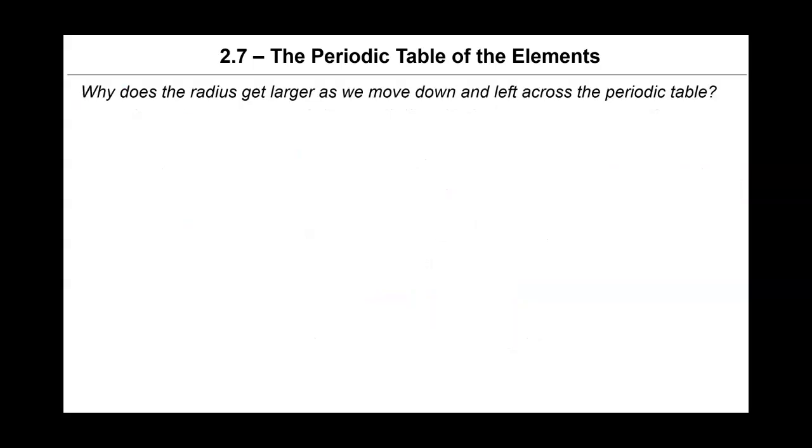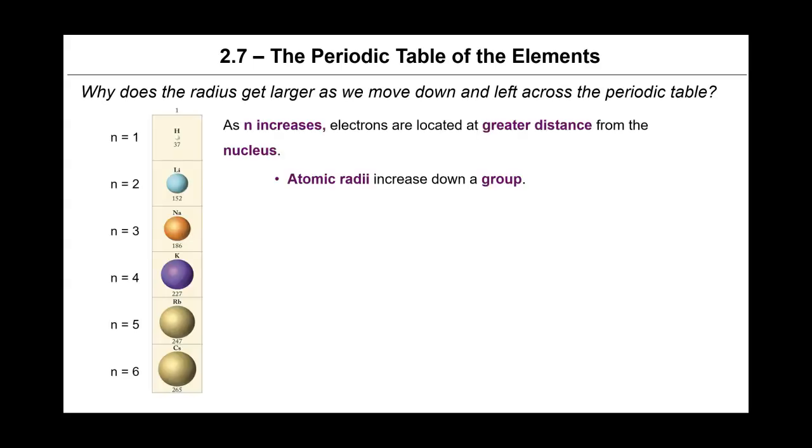So the question becomes, why does the radius get larger as we move down and left across the periodic table? Well, hopefully you remember that every time we move down a row in the periodic table, we add another layer of electrons. So it's hardly surprising that the atoms get bigger as we go down, because each of these atoms has an additional layer to itself. It's like adding another layer to an onion.